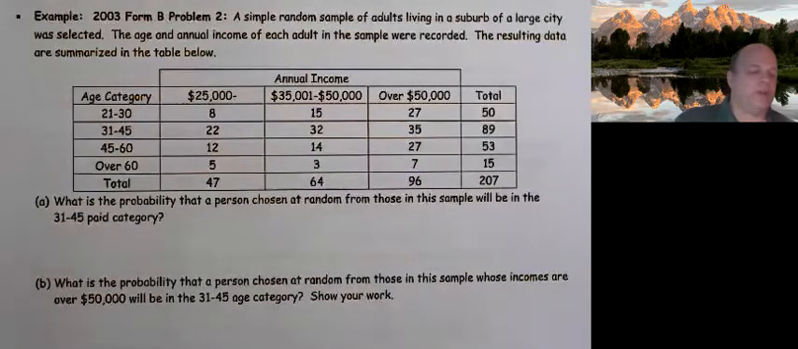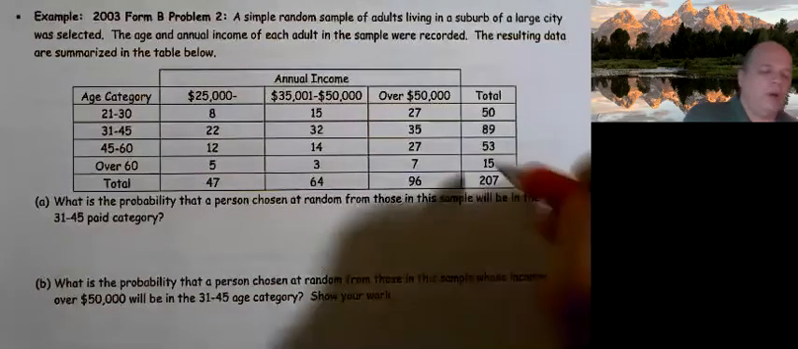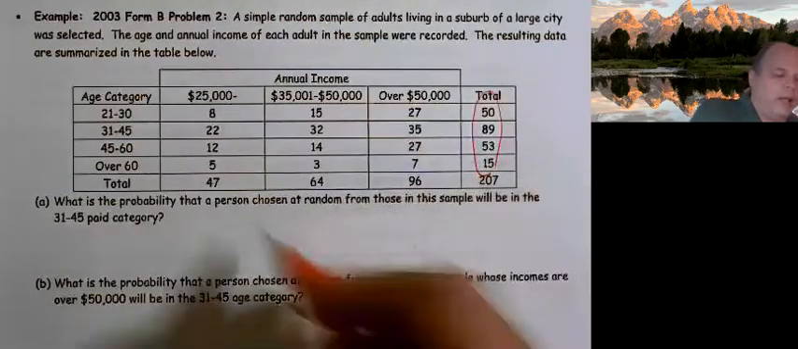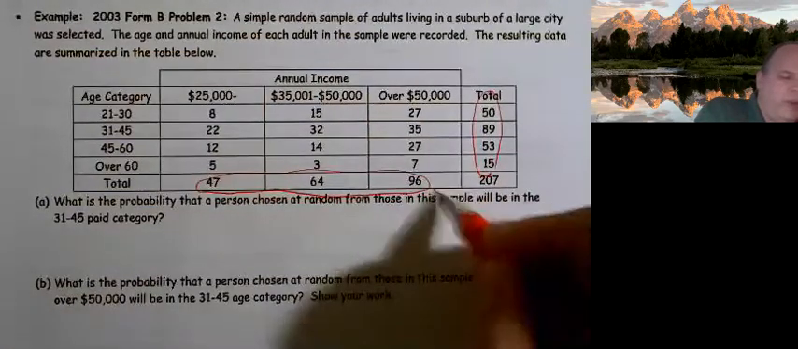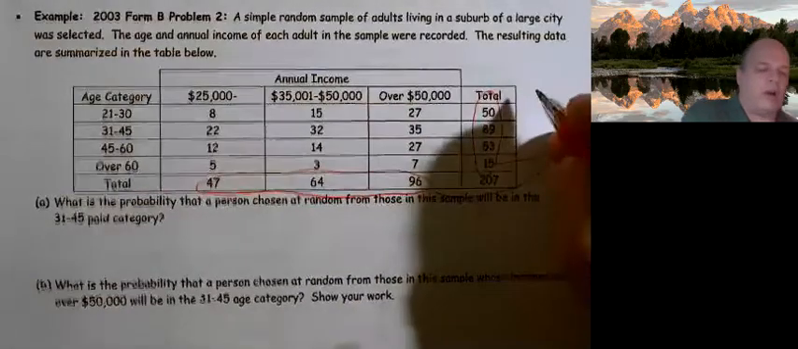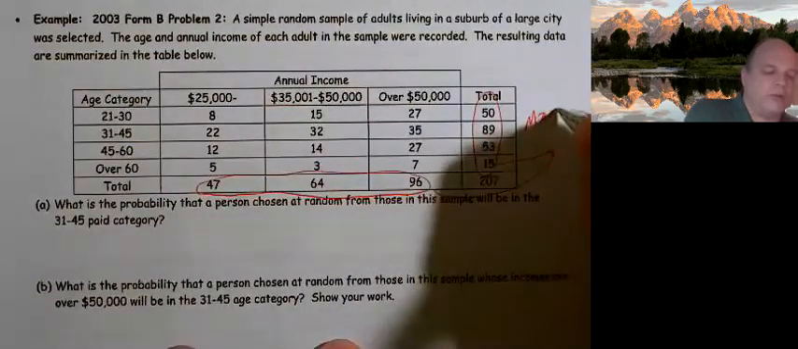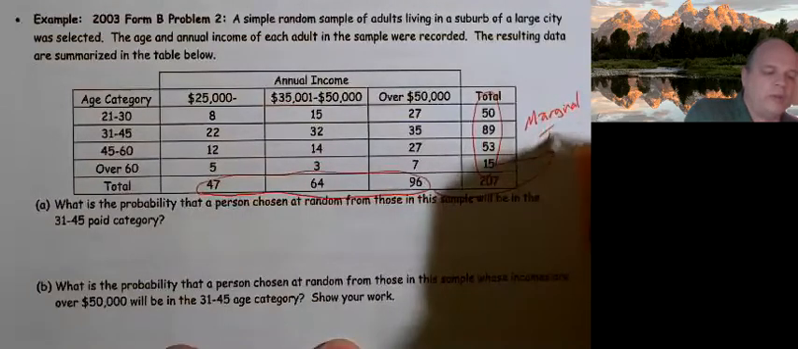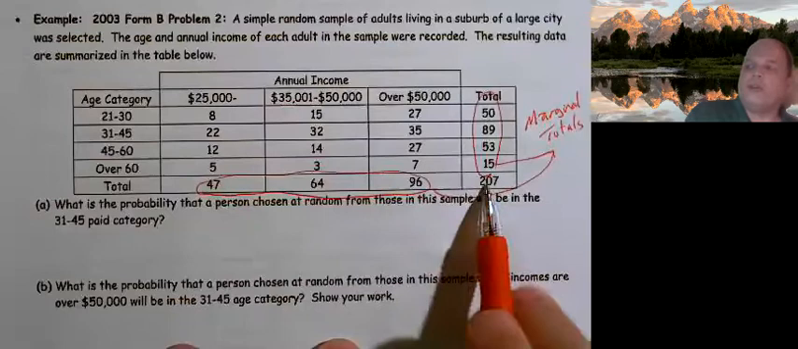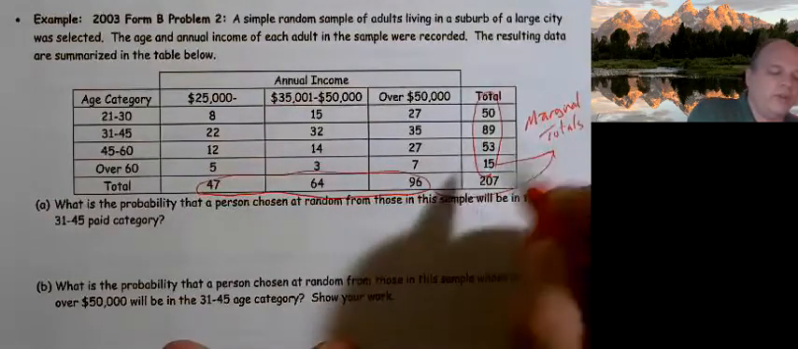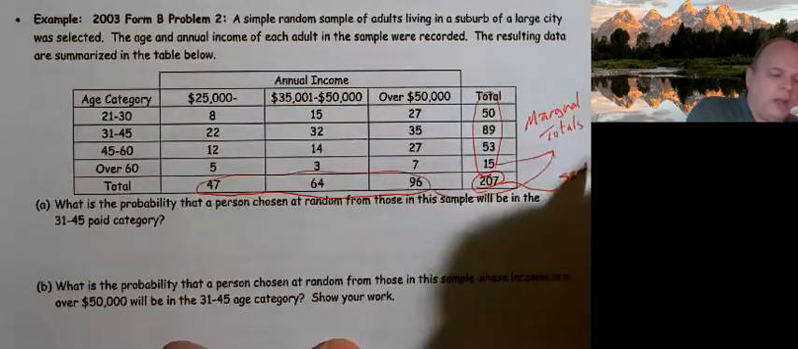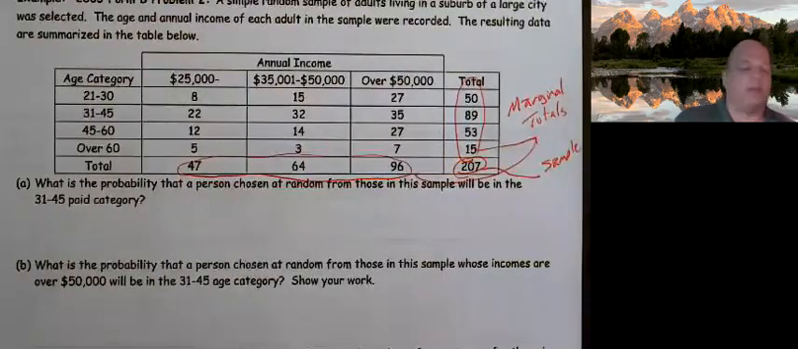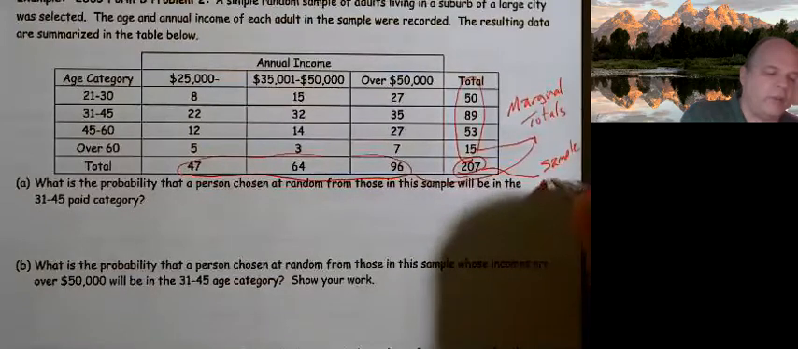Well, first off, I do want to talk about the table. All right, so row and column totals, these two things are your marginal totals. These represent your marginal totals. Now notice I didn't circle the 207. The 207 is your sample size. Now it could be that your sample was an entire census and covered the entire population, but that's your sample size. So the 207 is the sample size.